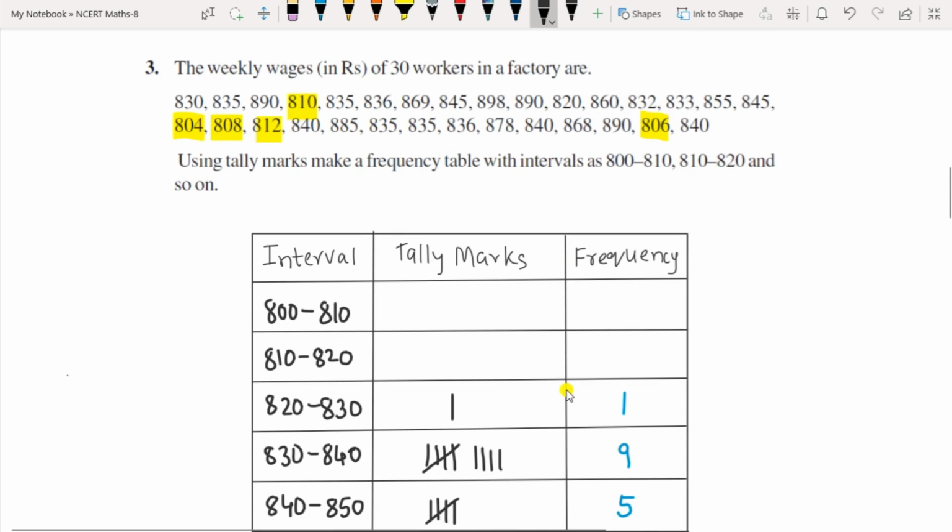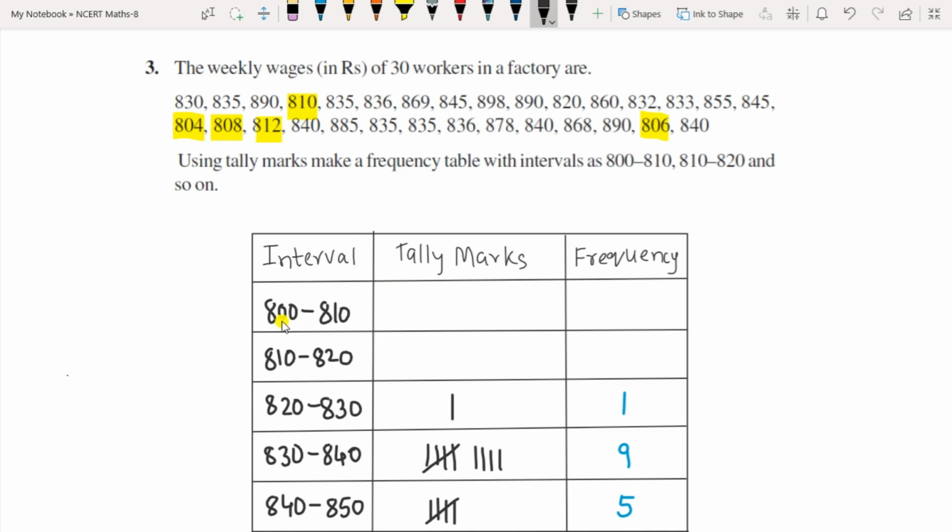Third question is, now here using tally marks make a frequency table of the intervals 800 to 810, 810 to 820 and so on. So we have to start with this one, 800 to 810. This is the first class interval, and these are the weekly wages in rupees of the 30 workers. These are total 30 workers, their weekly wages in a factory.